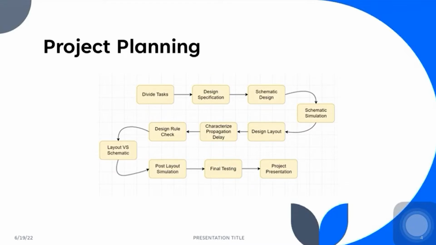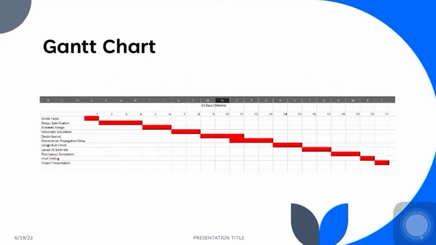So this is the project planning. First, we divide the task, and then divide the specification, and then do the schematic design. After that come schematic simulation, design layout, characterize propagation delay, design rule check, layout versus schematic, post layout simulation, final testing, and project presentation. So this is the Gantt chart.